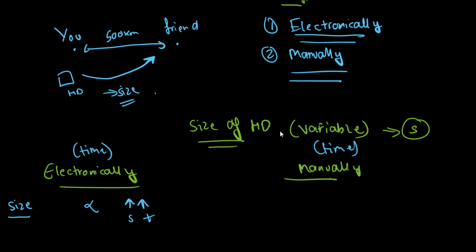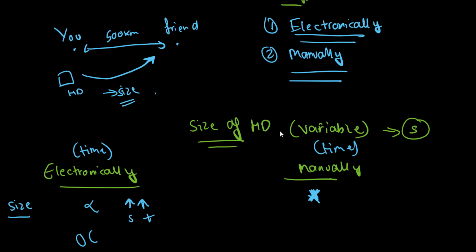But if we are handing over the hard disk to our friend manually by flying over on an airplane and giving it to our friend, then the size actually doesn't matter, because we don't worry about the size. We are just giving the hard disk. So in the manual case, the size doesn't matter, and in the electronic case, the size matters, and the time increases when the size increases.